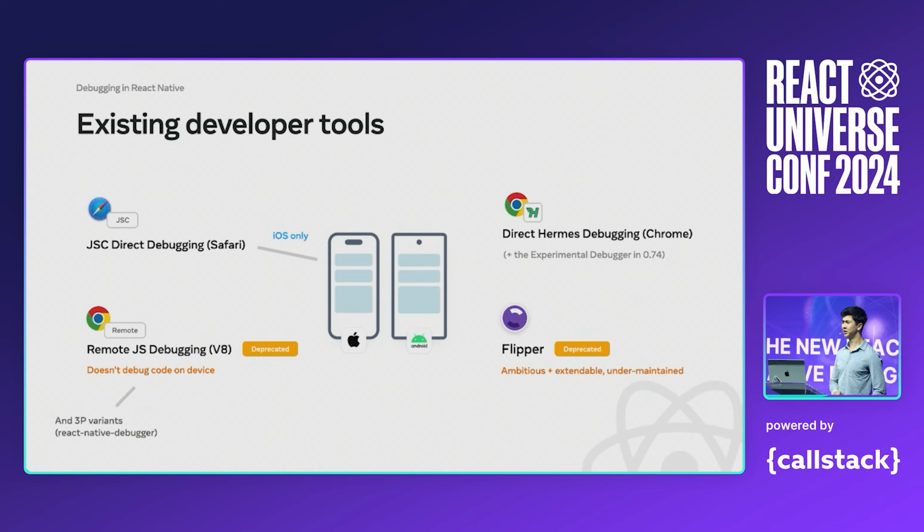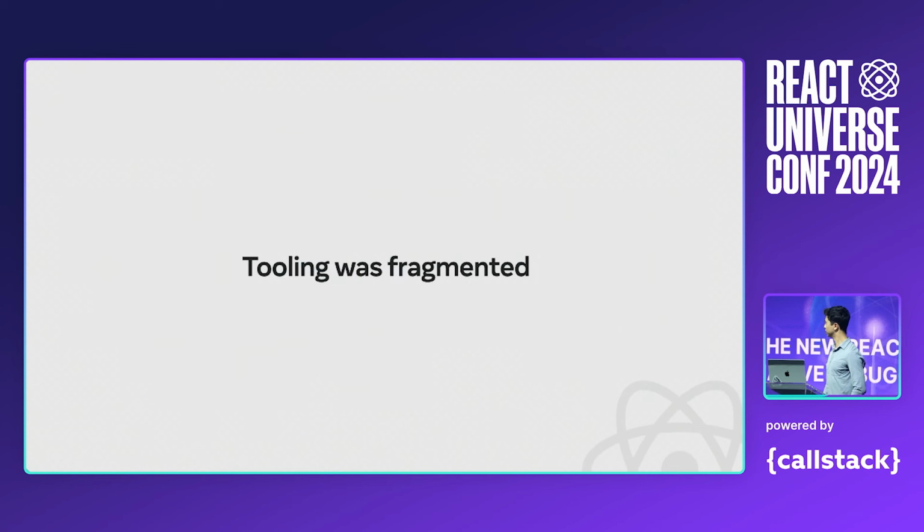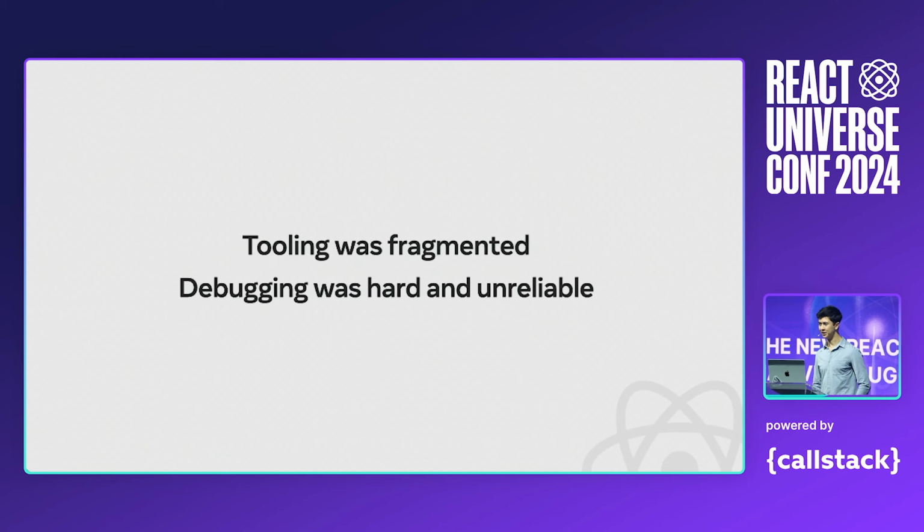Really, this was a huge mess, which was reflected in our documentation and justified user confusion. We also supported additional in-app developer tools, such as the Inspector panel, Logbox, and Performance Overlay, all of which overlap with browser DevTools capabilities. Some of these tools have been better maintained than others. In short, tooling was fragmented, and due to lack of maintenance, debugging was hard and unreliable.